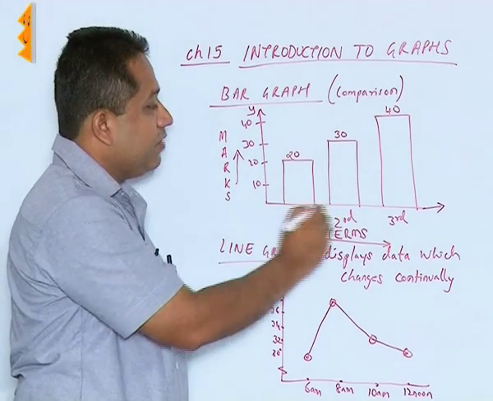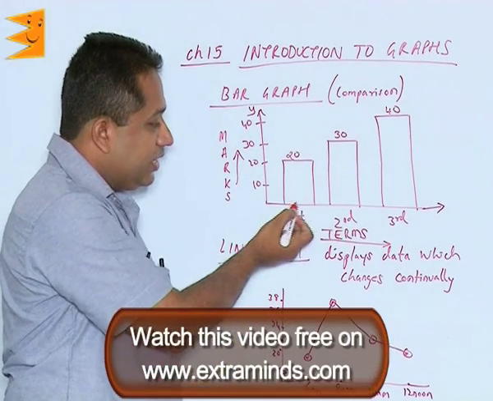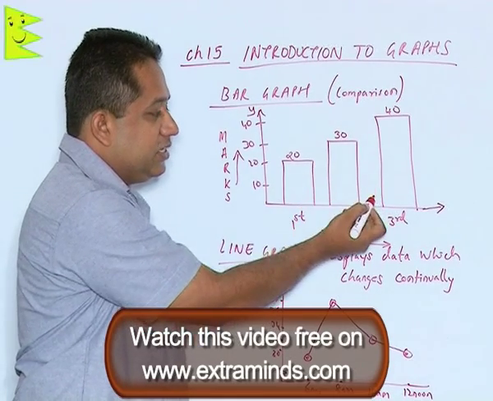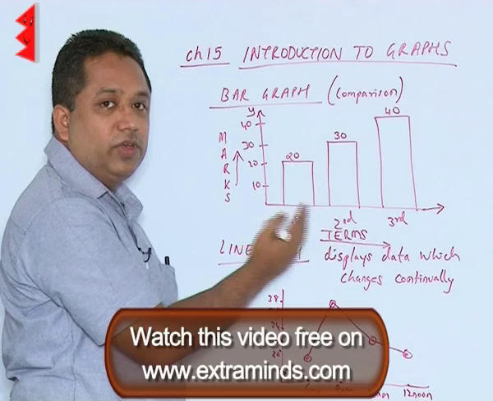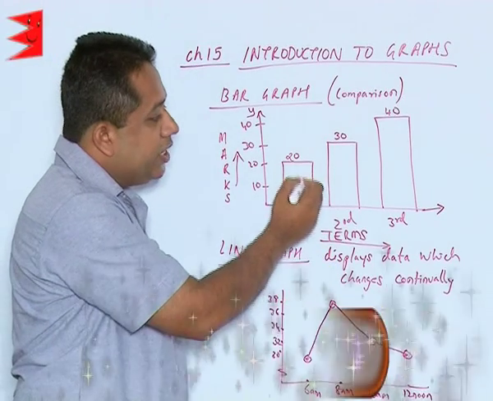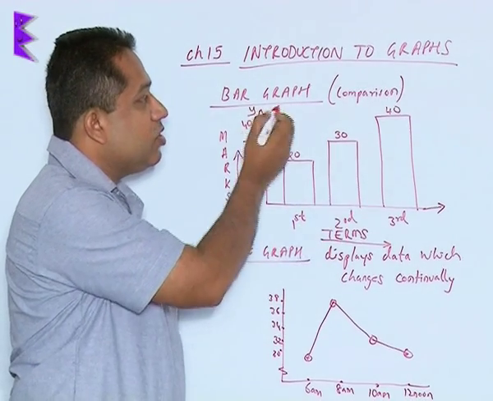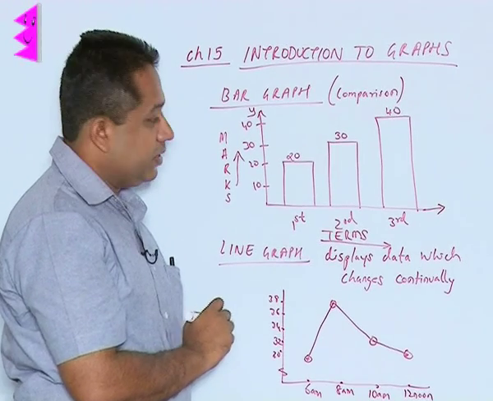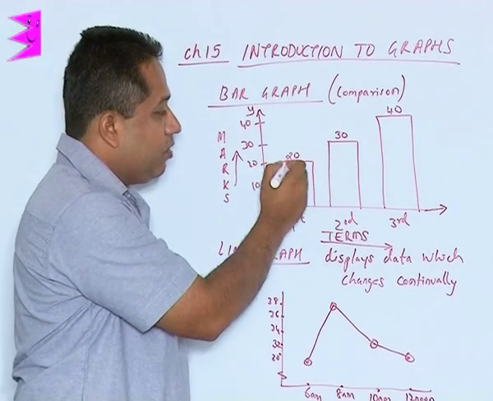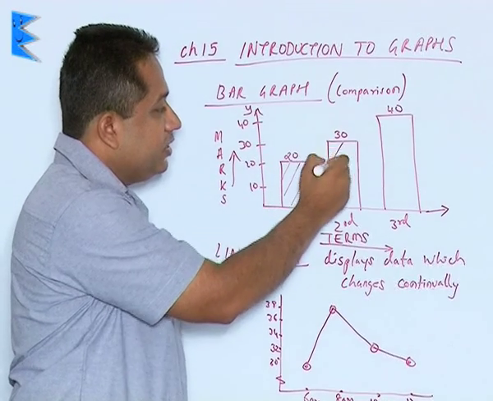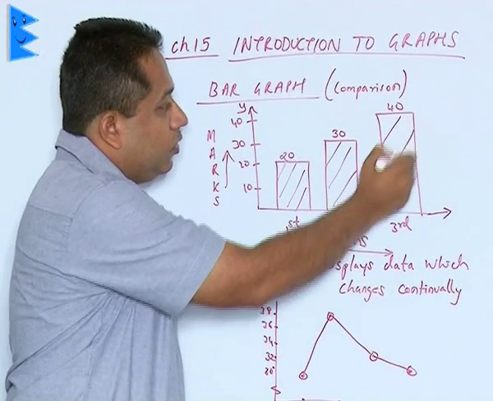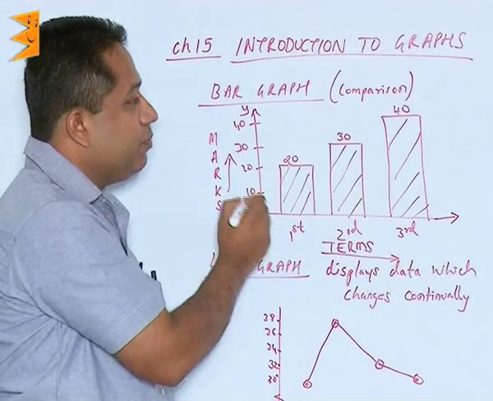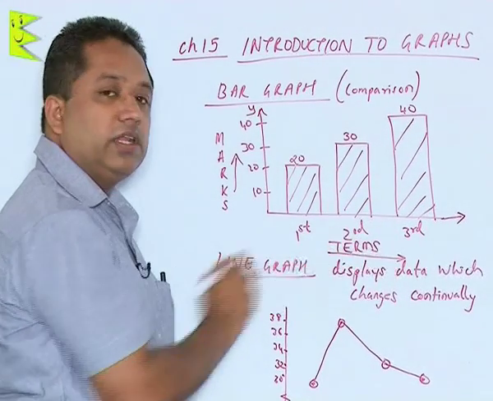So, these types of graphs are called bar graphs, and you will note that there are spacings between them. Here there is a space, here there is a space. It is not continuously joined one after the other. If it is continuously joined one after the other, then it is not called a bar graph, it is called a histogram, which we have seen earlier. So, this is an example of a bar graph. We can shade this, and it becomes 3 rectangles, and it is indicating the performance of a student in the 3 terms.